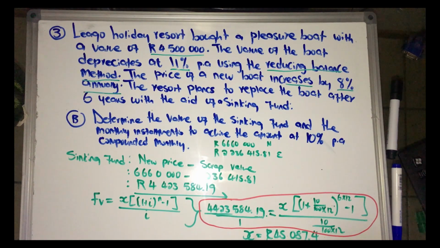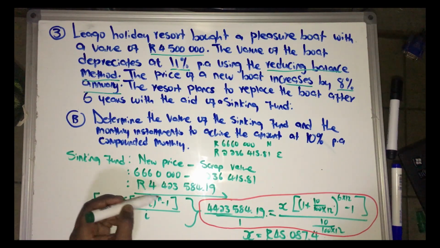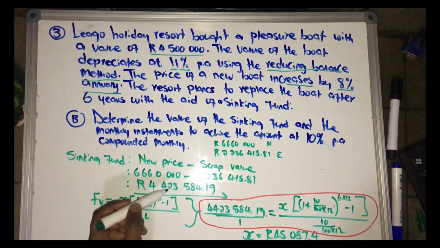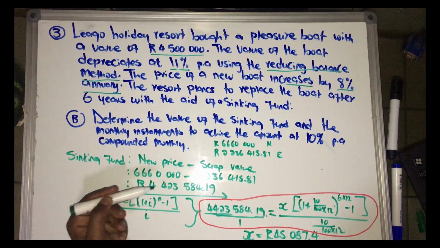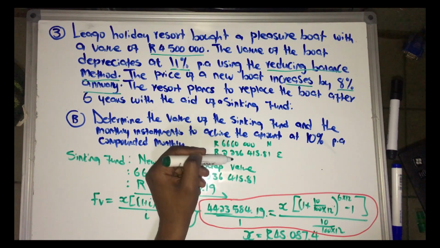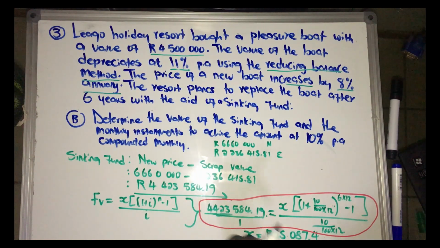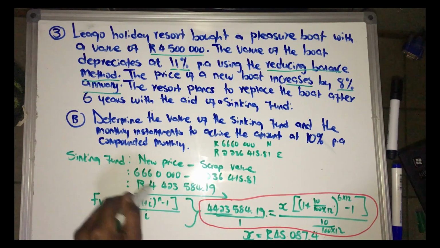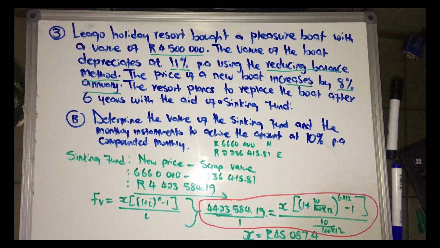So this means that 45,000 rands would have to be contributed to today's investment for 6 years every single month, such that at the end of 6 years they would have saved 4.4 million rands. When you add 4.4 million rands to the 2.2 million rands of the scrap value, the depreciated value of the current boat, that would give them 6.6 million rands, which is the price of the new boat. I hope this makes sense.